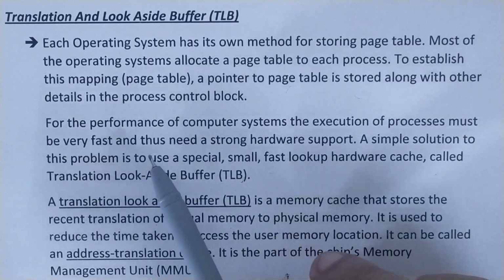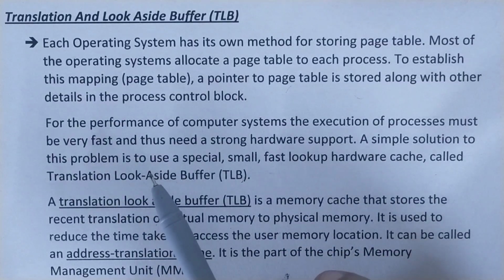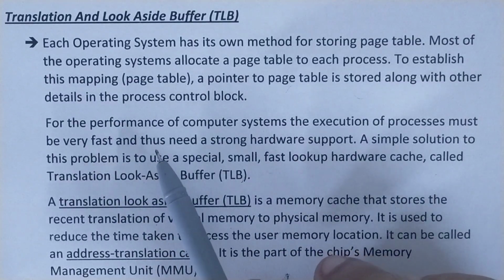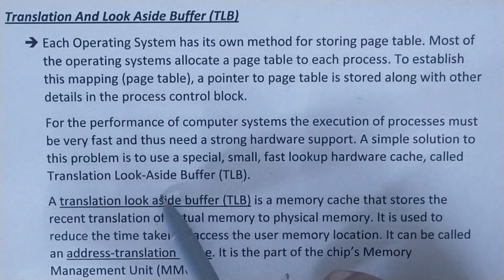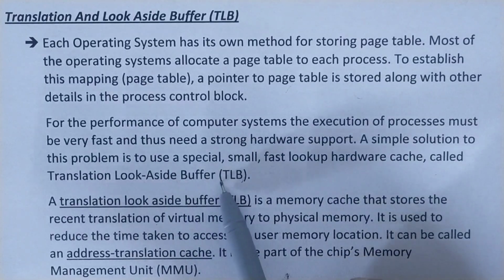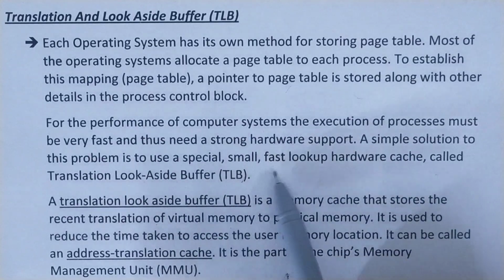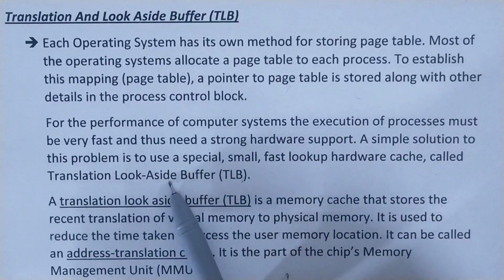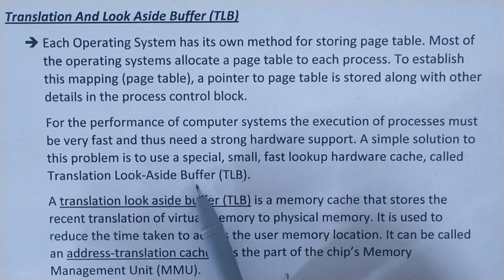Actually, for good performance of a computer system, the execution of processes must be very fast and does need a strong hardware support. A simple solution to make the execution fast is to use a special small fast lookup hardware cache called translation look aside buffer, that is TLB.